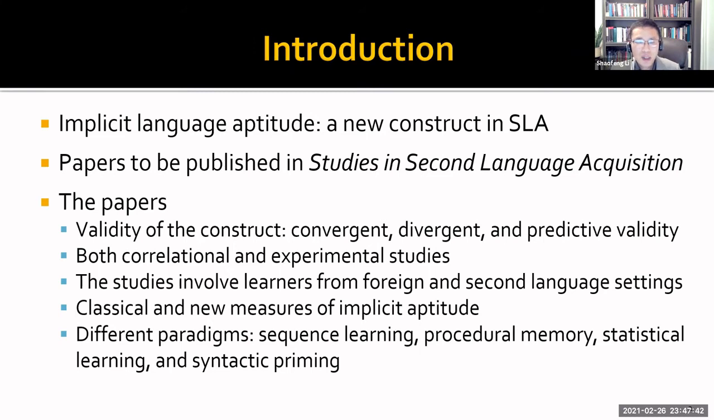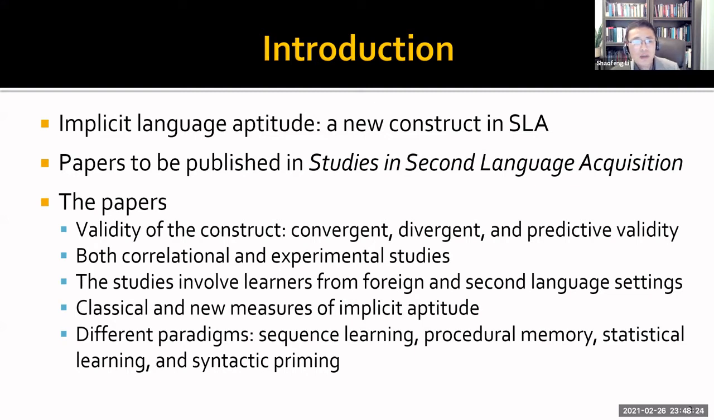The papers examine the validity of the construct of implicit language aptitude from three perspectives: convergent validity, divergent validity, and predictive validity. Convergent validity refers to whether measures of implicit aptitude are correlated. And divergent validity refers to whether implicit aptitude is distinct from or uncorrelated with measures of other constructs, such as explicit language aptitude. Predictive validity refers to whether implicit aptitude is associated with or predictive of learning outcomes.